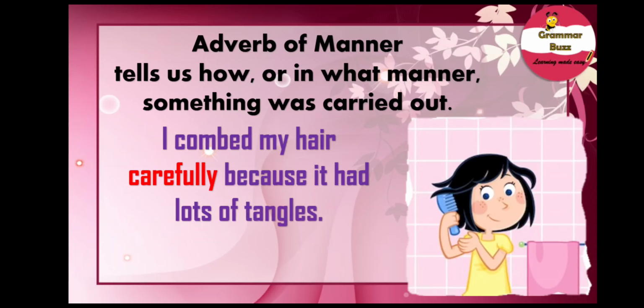So, which is the adverb in this sentence? Can you guess it? Yes, you're right. It is carefully. Note the word carefully. Well, it ends in an ly. And it tells us how or in what manner the verb in the sentence was carried out. That is, how was the hair combed? It was combed carefully. So, if we ask the question how to the verb, the answer that we usually get is an adverb of manner.